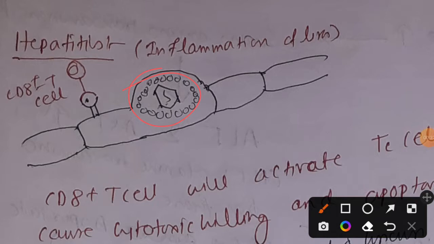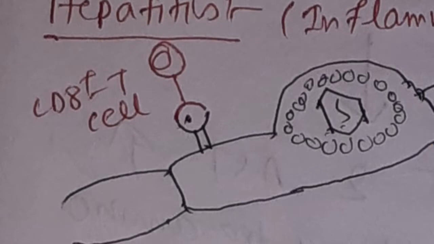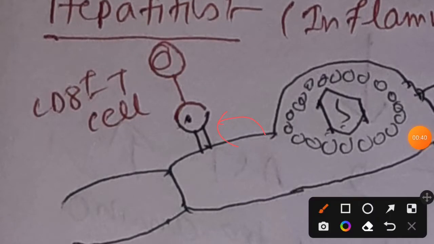entering inside the liver cell, it will force the MHC class 1 molecule to present a part of its protein. Okay, this part of the protein will be recognized by CD8 plus T cell. Okay, that will activate, or ultimately promote, cytotoxic killing.